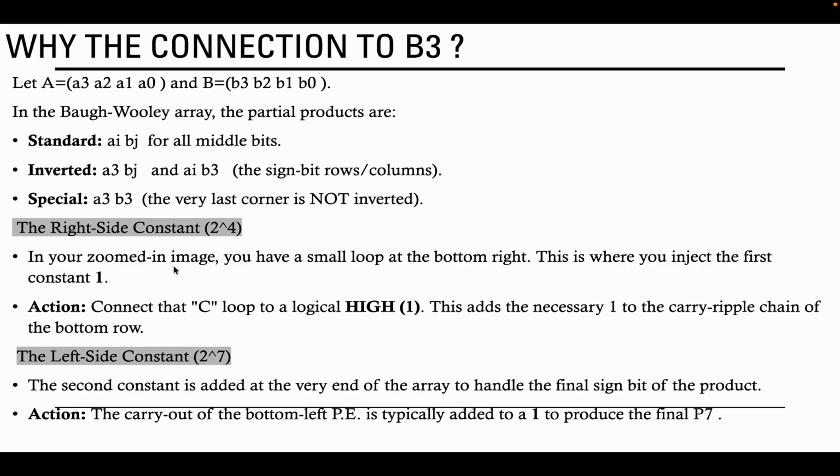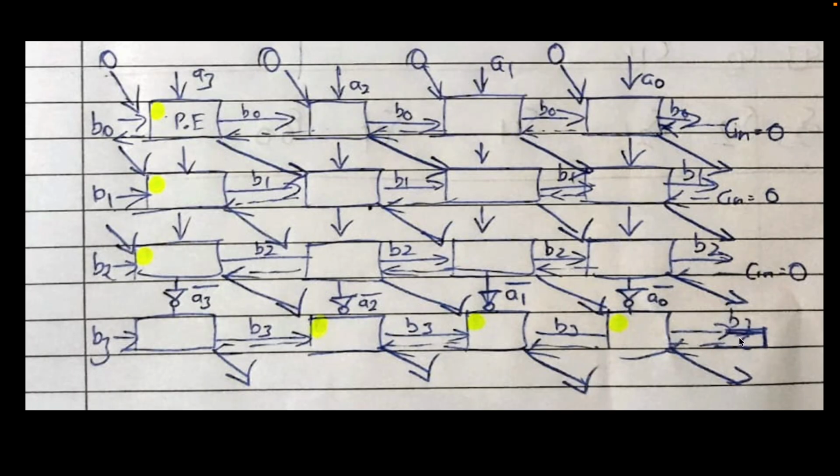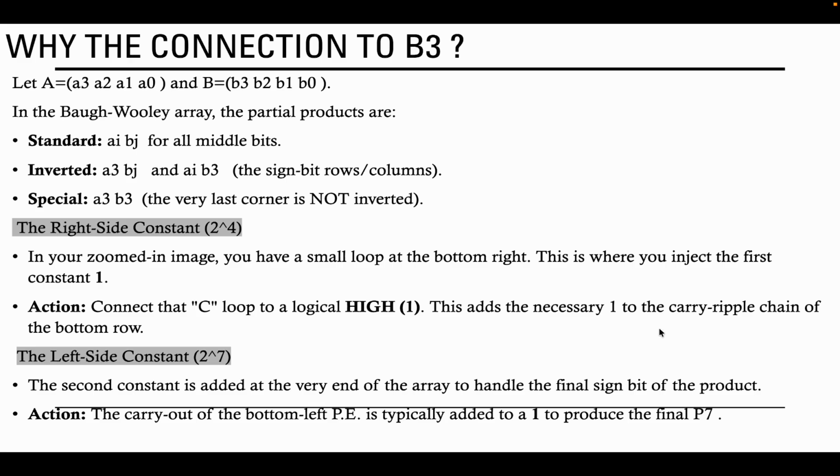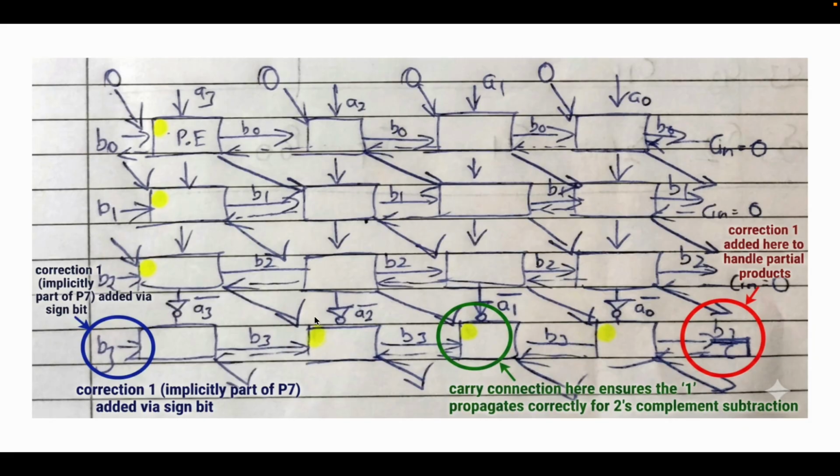In your zoomed in image, you have a small loop at the bottom right. This loop. This is where you inject the first constant one. Now connecting that C loop to a logical high one, this adds the necessary one to the carry ripple chain to the bottom row. So when you are doing your carry ripple adder here, it will give the necessary carry ripple chain to continue the addition of the carry to the next bit, or else the next full adder.